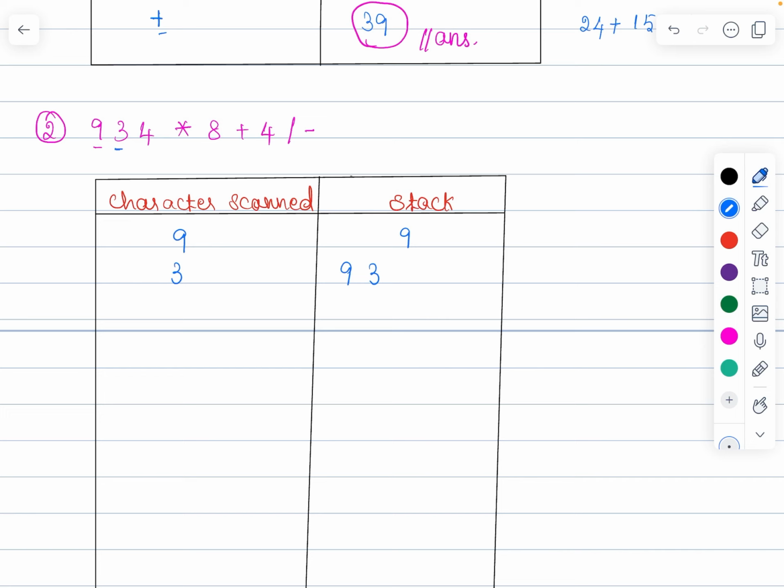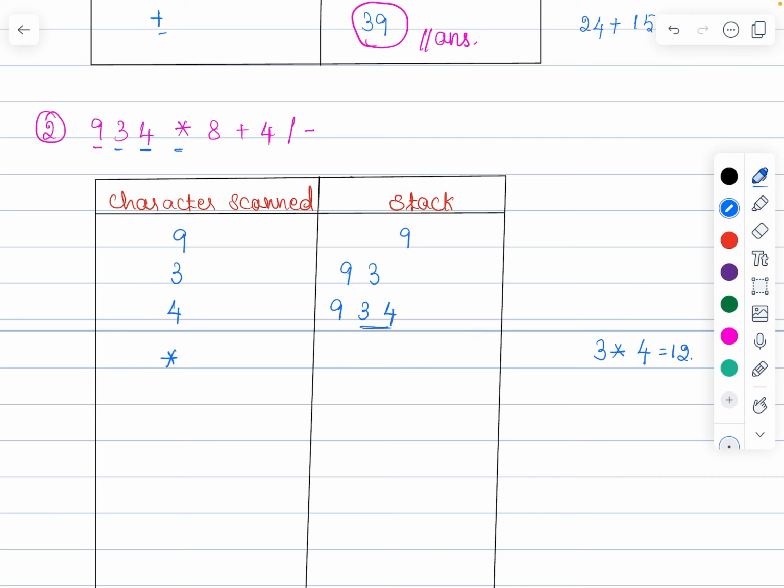Already there was 9 in the stack, now I am going to push 3 on top of 9. The next symbol is again an operand. Since it is an operand, push onto the stack. The next symbol is the star operator. Since it is an operator, you are supposed to pop the top two elements. The top element is 4, the next top element is 3 and the current operator is star. Apply the operator on these two values and you would get the result 12.